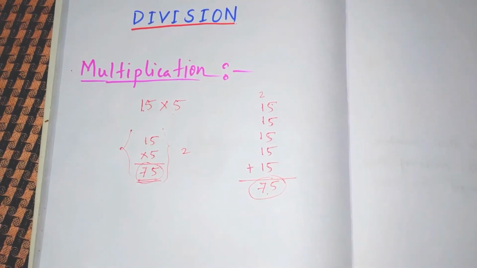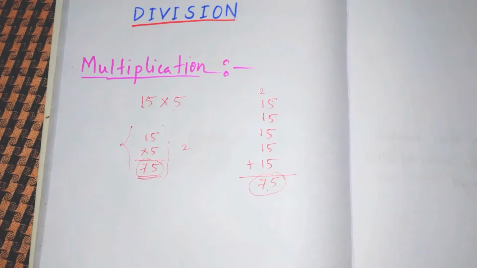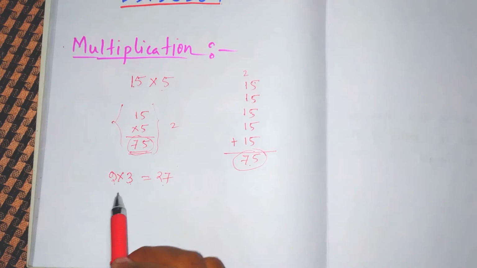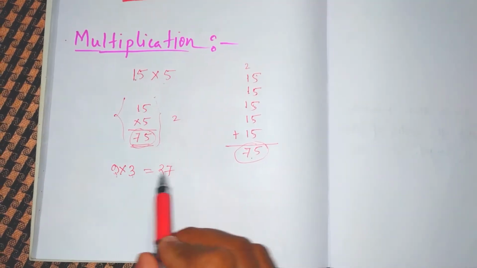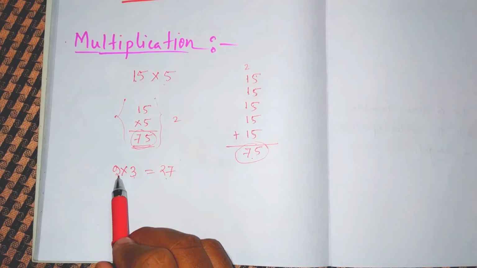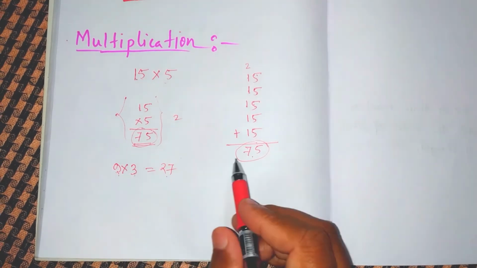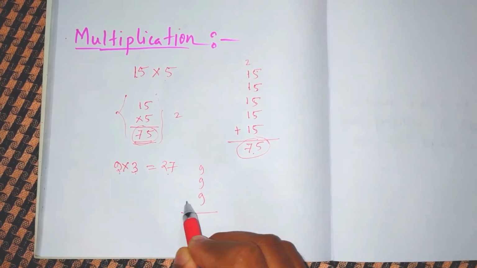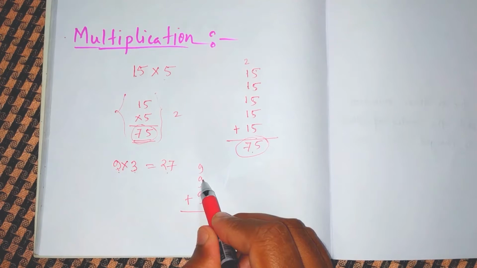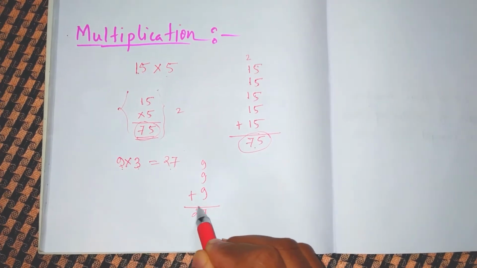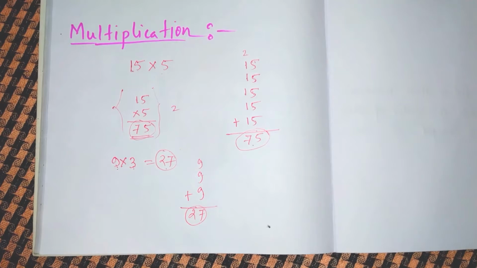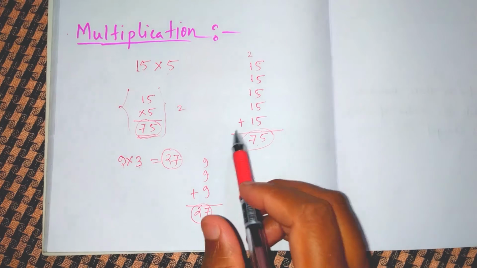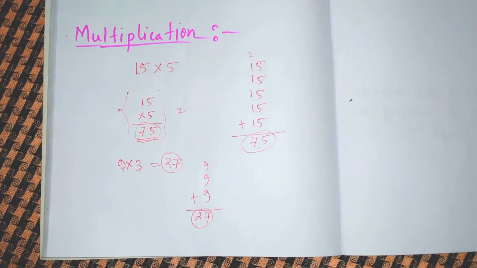I hope you have understood why it is called repeated addition. If you have not understood, I will take another example. If I take another example, 9 into 3, this is 27. That means 9 is multiplied 3 times, or we can say 9, 9, 9, 3 nines I have written, and if I add them, then 9 plus 9 is 18, plus 9 is 27. So you can see same result we have got. Okay, that means we can say a number is repeatedly added, and which is called multiplication of that number.